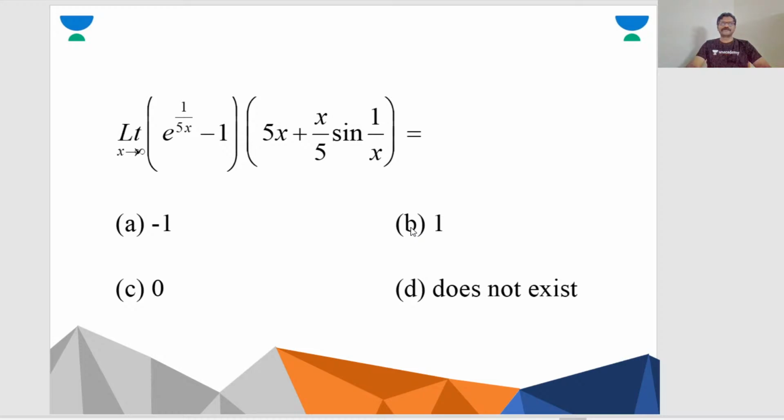So let's begin. Limit x tends to infinity, (e^(1/(5x)) - 1) / (5x + x/5 · sin(1/x)). We have to evaluate this limit when x tends to infinity.